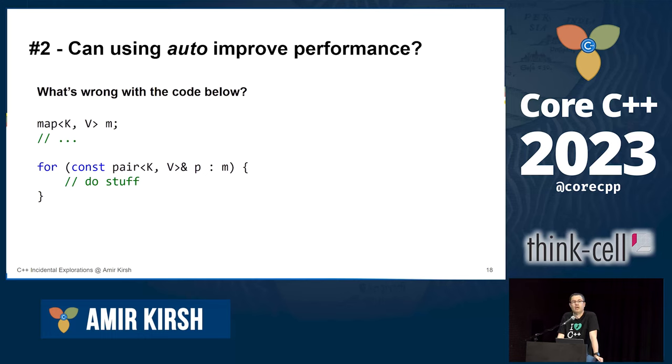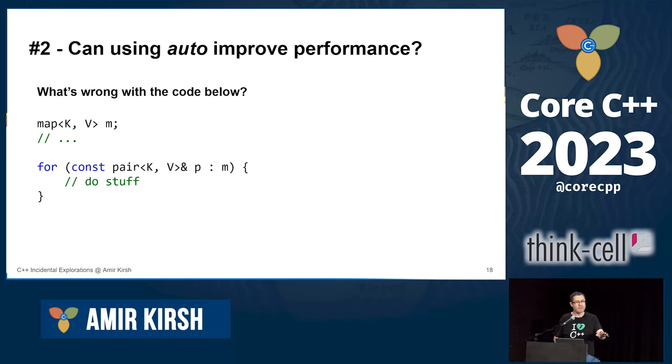And the reason is that when you iterate over a map, the return value is not a pair of key and value. It's a pair of const key and value. Now, it shouldn't compile, but it does, because you take it as a const pair ref, and a const ref can bind to a temporary. So a temporary is being created as a pair of key and value from the pair that is being returned, which is a pair of const key and value, and copies are created.